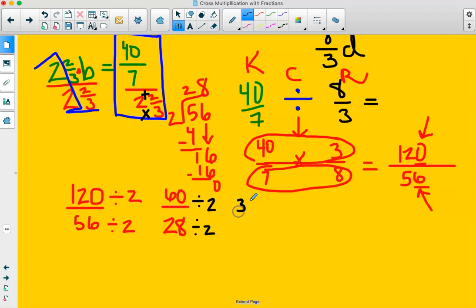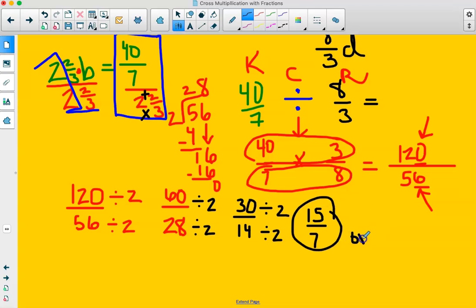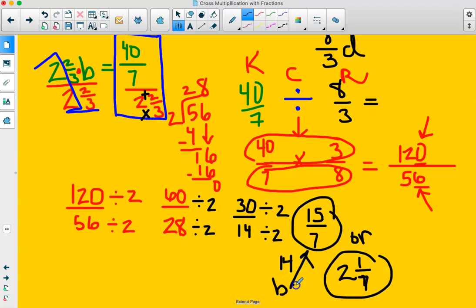60 divided by 2 is 30. 28 divided by 2 is 14. I can divide each again by 2. 30 divided by 2 is 15. And 14 divided by 2 is 7. So the answer is 15 sevenths, or you can record this as a mixed number. 2 sevens go into 15 because 2 times 7 is 14. The difference between 15 and 14 is 1, so we have a remainder of 1, and you keep the denominator the same. So you could also say that b is equal to 2 and 1/7. So b is equal to 15 sevenths, or you could say 2 and 1/7.